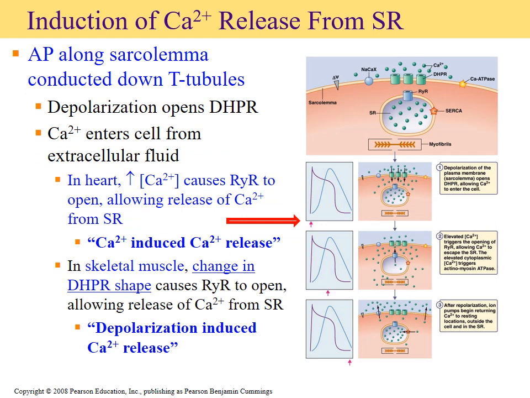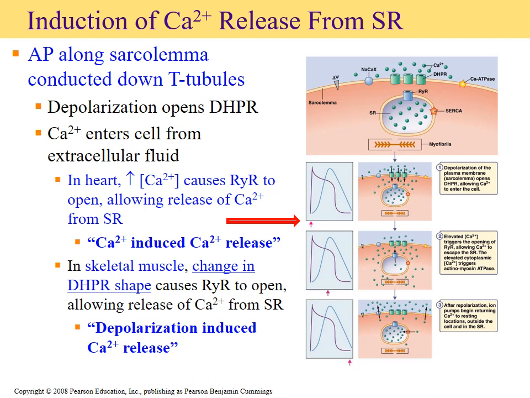So it turns out that both the skeletal muscle and the cardiac muscle will have the same channels that allow movement in and out in both the sarcolemma, or the cell membrane, as well as the sarcoplasmic reticulum. What will be the difference is exactly what will cause the calcium to be released from the sarcoplasmic reticulum.